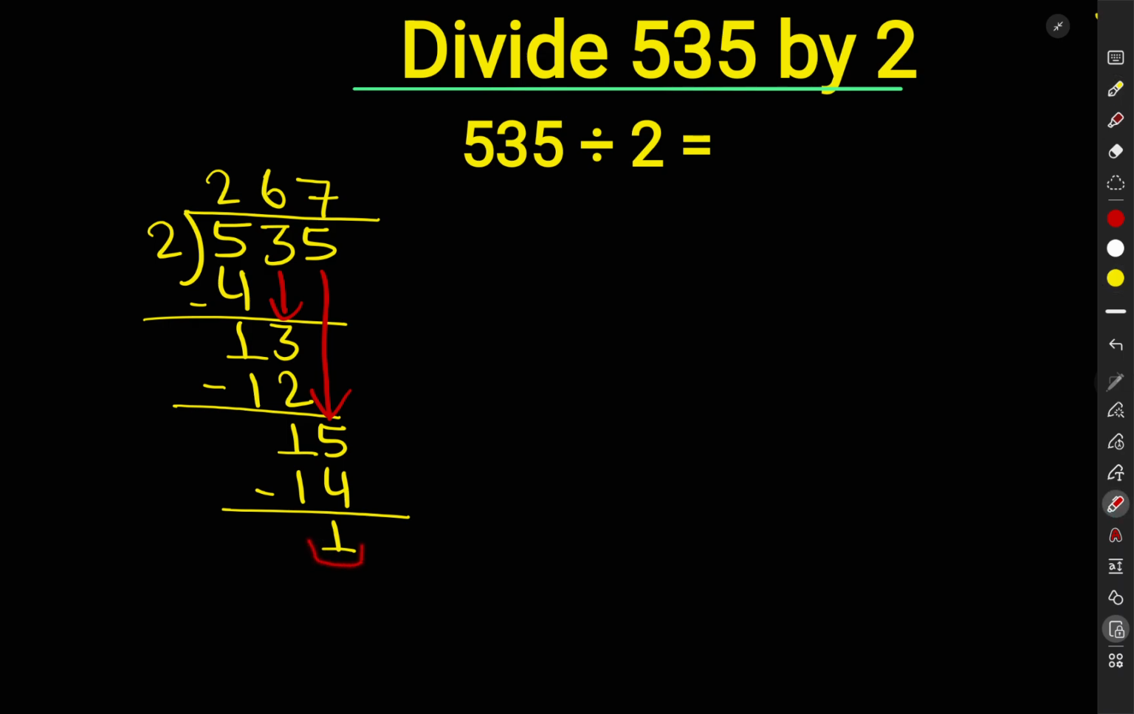So now this 1 is less than 2, and there is no other number to put down. So we put here a decimal so that we take 0. So it is 10 and 2 times 5 is 10. On subtracting we get 0.